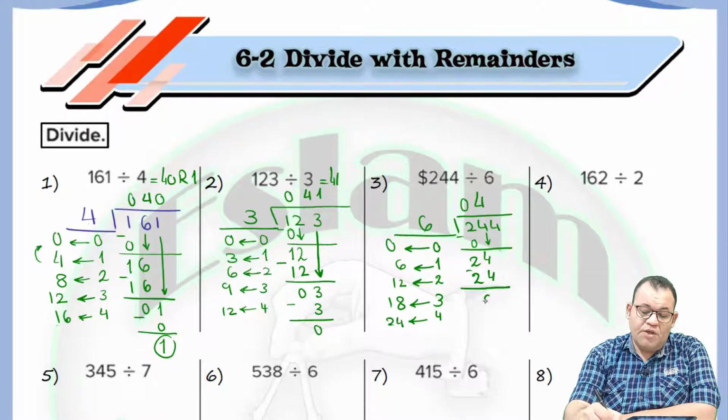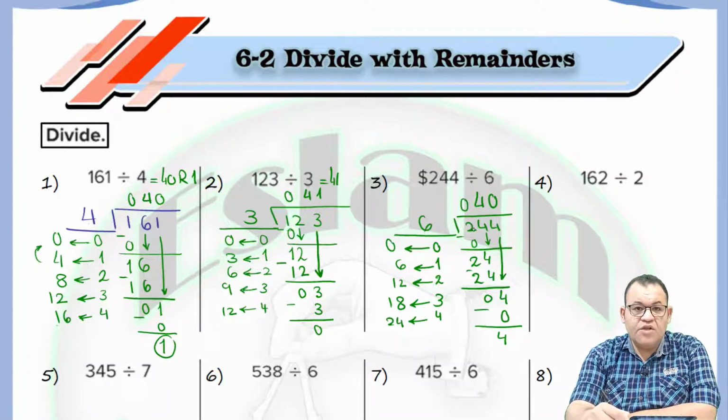By subtracting, it will equal 0. Then we bring down the next number, which is 4. 4 is smaller than 6. Once you find that 4 is smaller than 6, we will put 0 up and 0 down. Now subtract them. There's 4. If you look at the dividend, there is no number to bring down. It means that we finish.